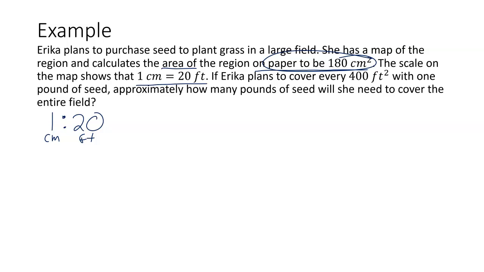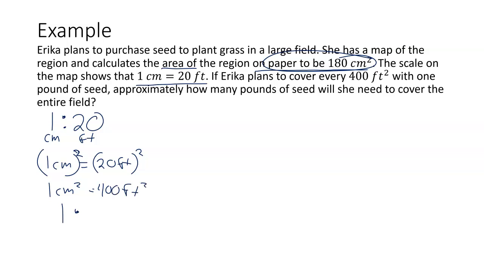Area is just length times width, so it's squared. If I have 1 centimeter equals 20 feet, and I square both of those, it's going to turn it into area. 1 centimeter squared is just 1 centimeter squared. Now, what's 20 squared? 400. So now I have a new ratio of 1 to 400, and that's comparing centimeters squared and feet squared.